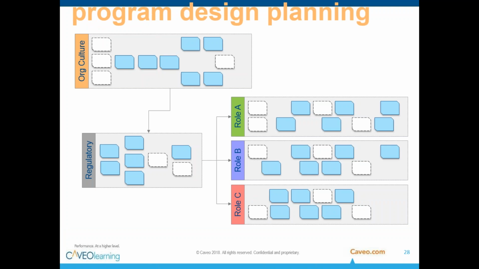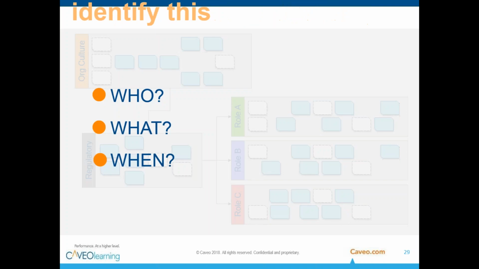So when L&D is working through this, you really want to consider the types or topics for learning, such as the one shown here. So again, we have organizational culture, regulatory, and then you can see some specific training for different roles. So with program design, you really should be considering and planning learning from the top of the organization and working your way down and across.